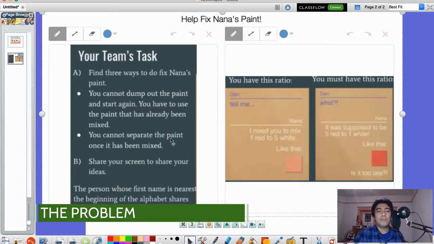You also can't separate the paint once it has been mixed. So you can't just take out red paint. You can't just take out white paint. Share your screen to share your ideas.